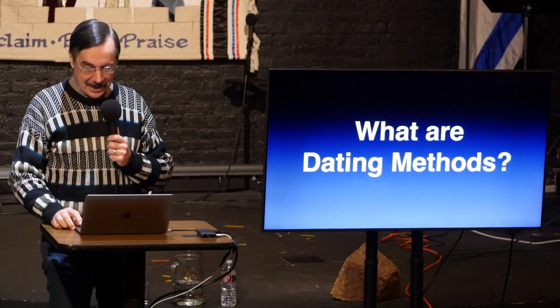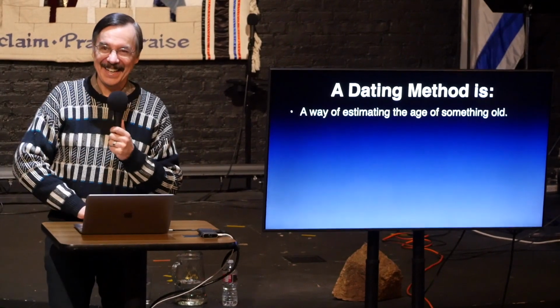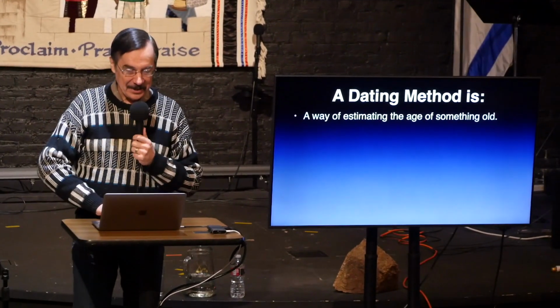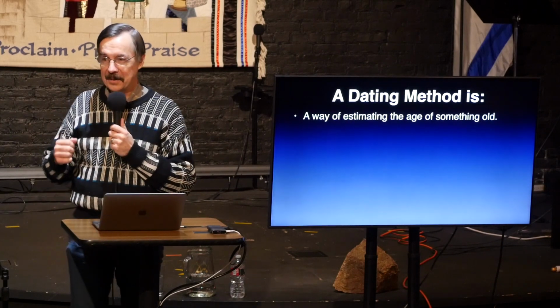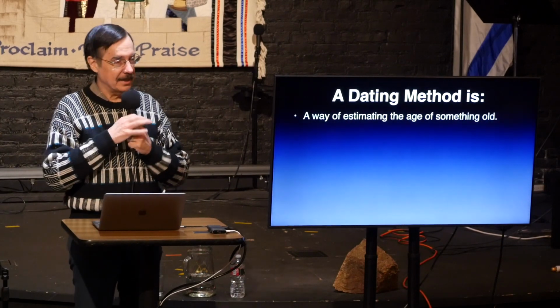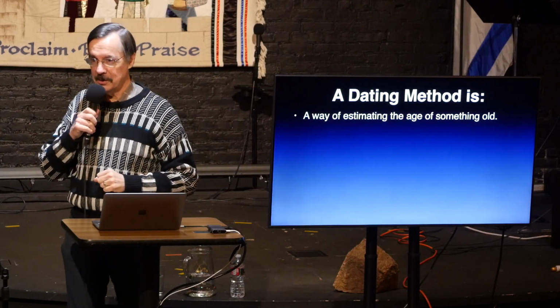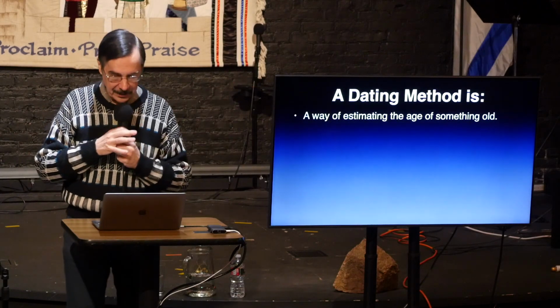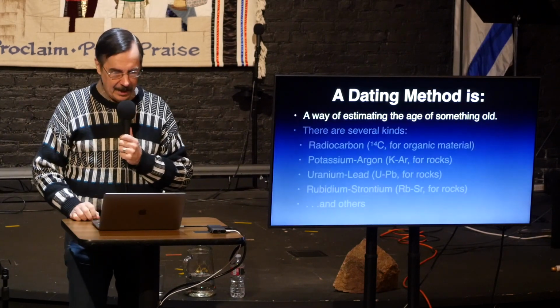So what is a dating method in this context? No, you're not. A dating method is a way of estimating the age of something old, because evolution says this thing is 1 million years old. This thing is 65 million years old. This thing is 2 billion years old. So it's a way of estimating. And there are several kinds.